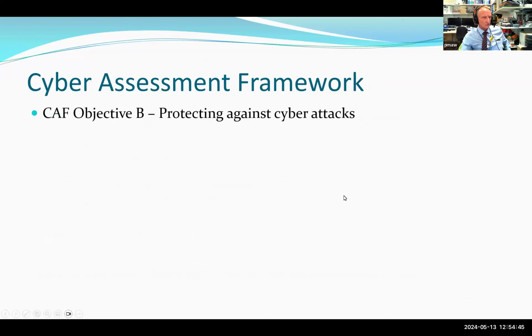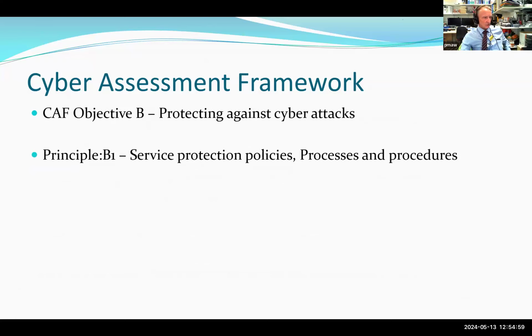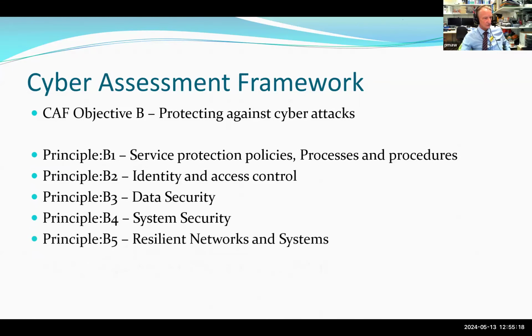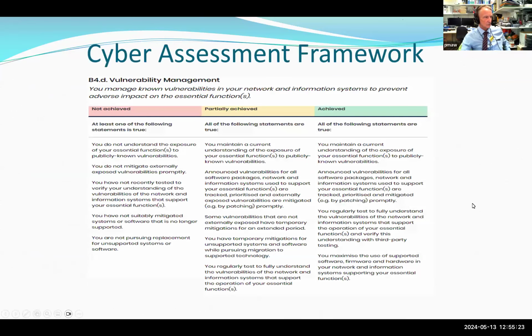So I'm going to go into one of them, having had a reasonably good look. It's the only one I could really find at the moment which may affect medical devices on the network. Each of the objectives then goes into further detail in terms of service. So principle B1 is service protection policies. B2 is identity and access control, B3 data security, B4 system security, and then B5 is resilient networks and systems.